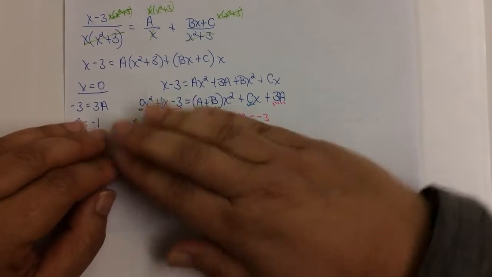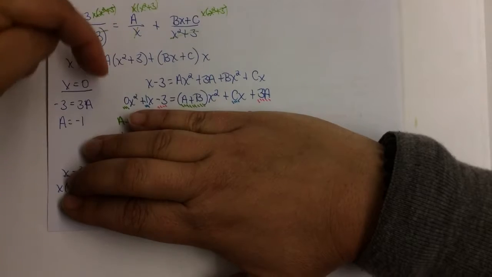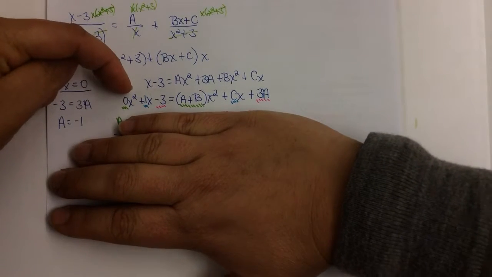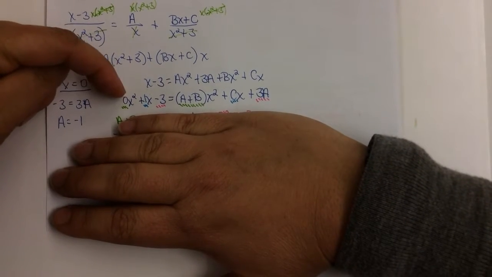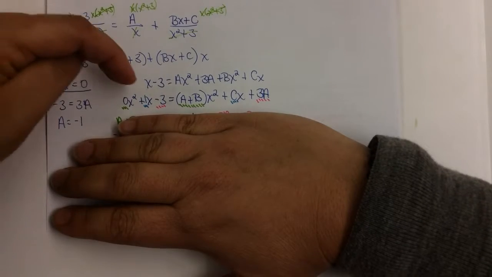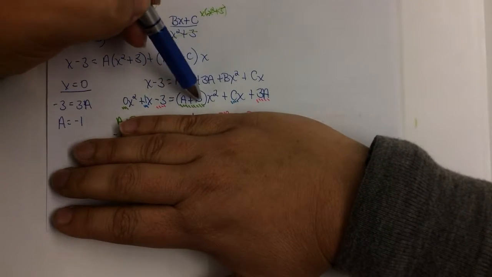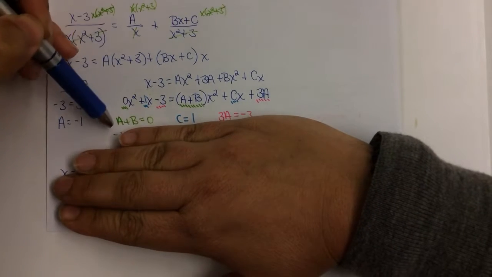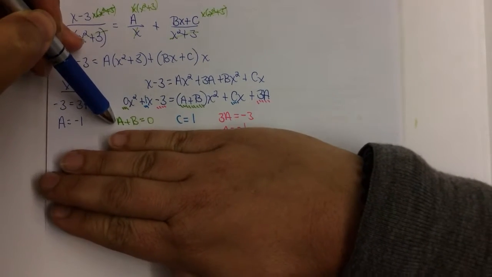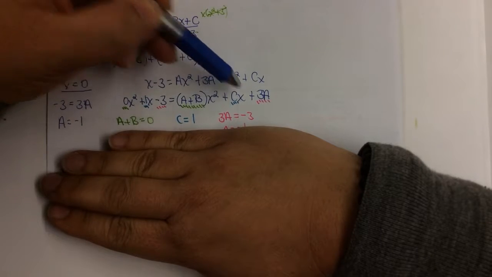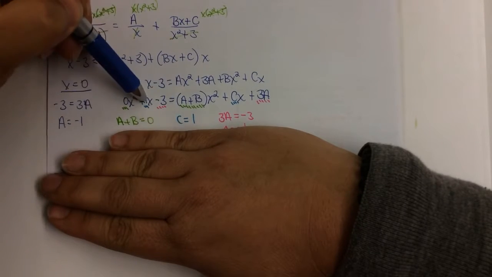Same thing over here. Since this one has an x squared, I want this one to have an x squared, and I can't just randomly throw in an x squared, so I need a 0x squared. And then I can equate the coefficients. So the coefficient of x squared over here has to equal the coefficient of x squared over here. That's how I got this equation. The coefficient of x has to equal the coefficient of x, so that was nice.